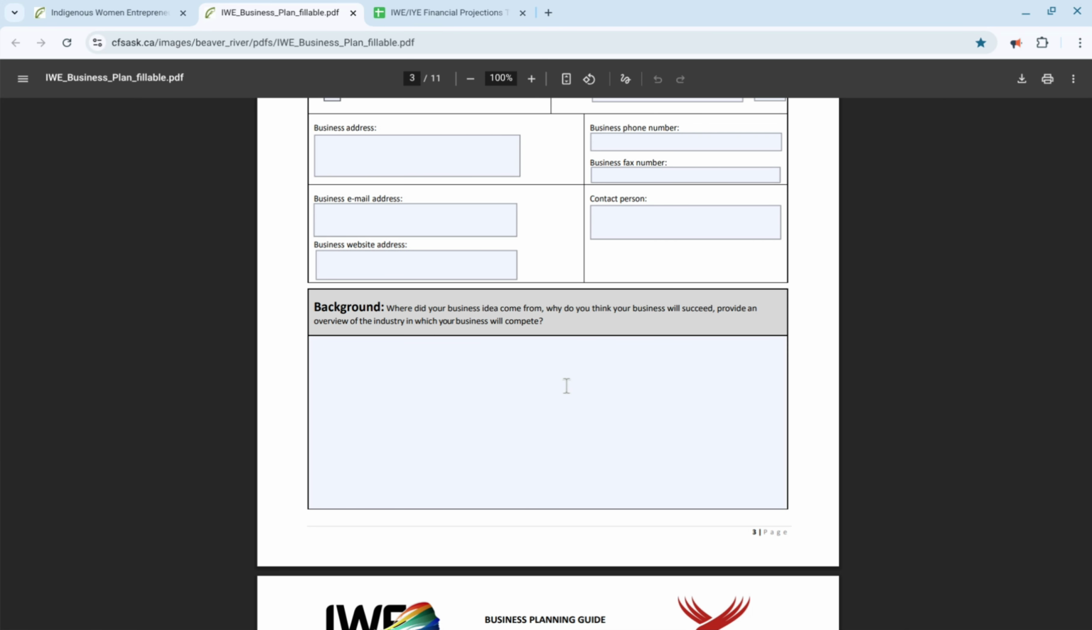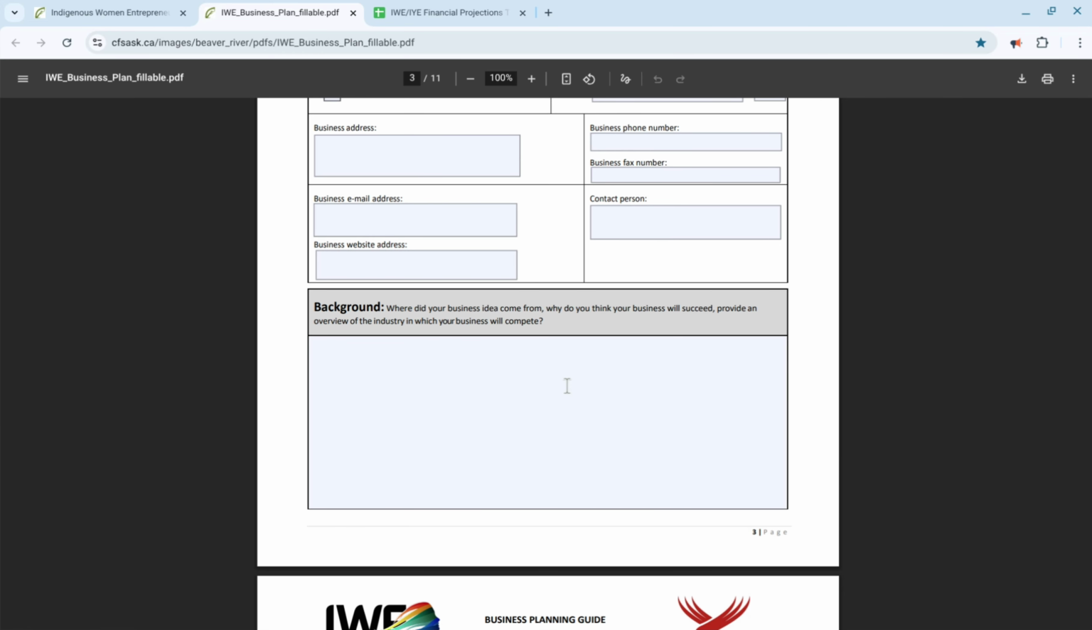And then lastly, provide an overview of the industry in which your business will compete. So what industry are you in? Is this the food service industry, like restaurants and catering? Is this personal services, health services, professional services? You know, is this trades? Just briefly overview the industry in which your business will compete.